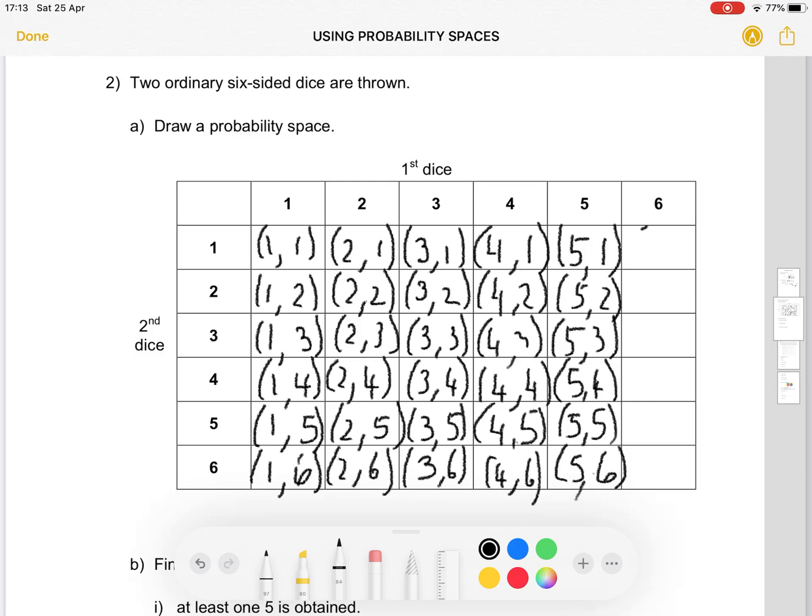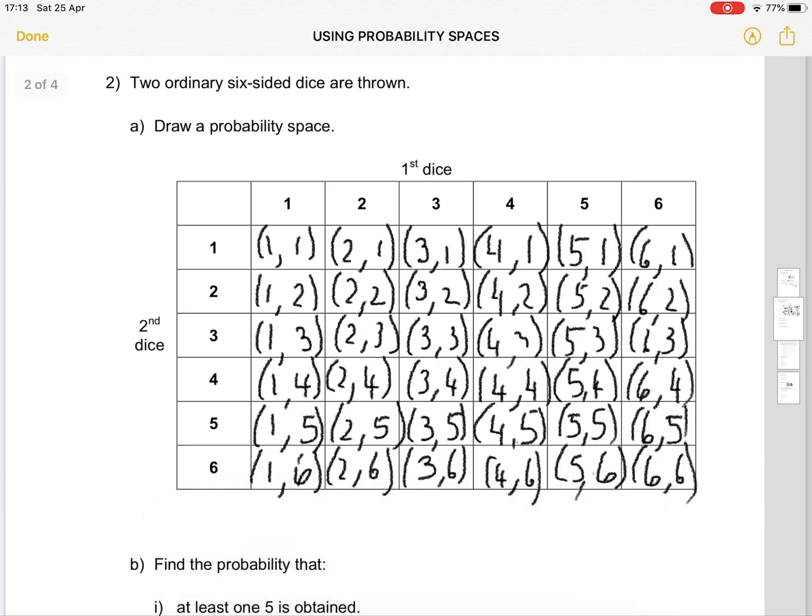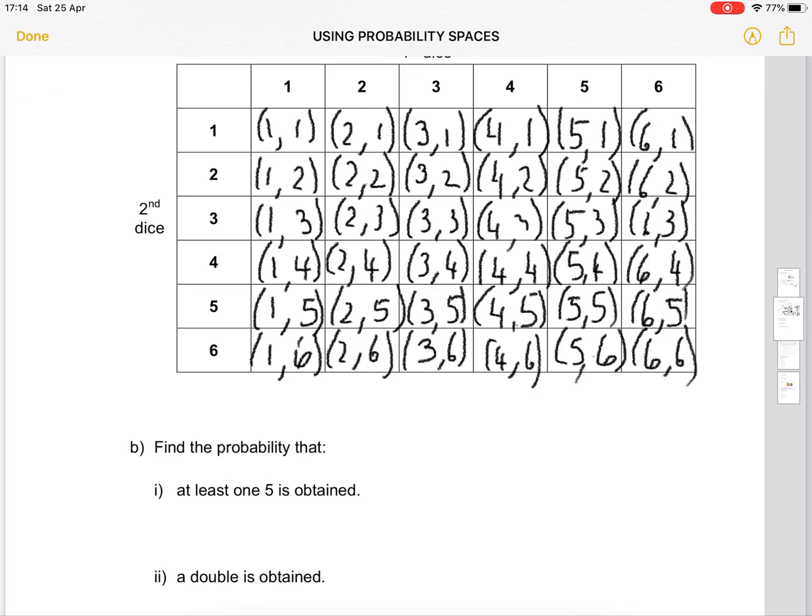The last column, the first dice landed on a 6, so it's 6, 1, 6, 2, 6, 3, 6, 4, 6, 5, and 6, 6. And we filled up all the probability space. Now, we can realize that we mentioned during the last lesson that we have 36 probabilities in all. 6 times 6, 6 by 6, it's 36.